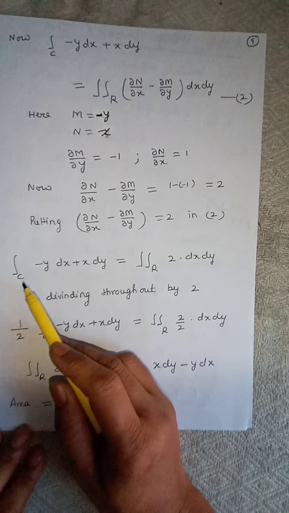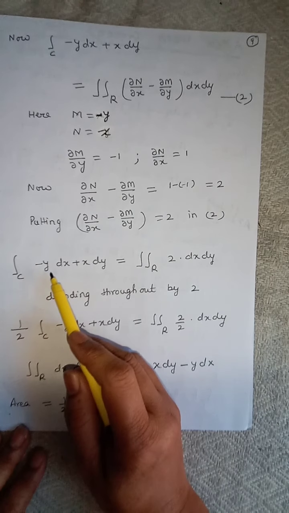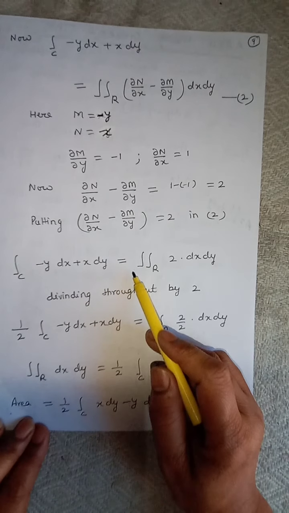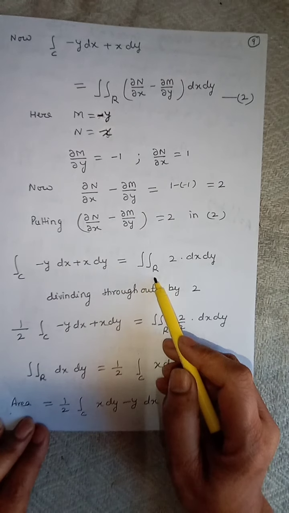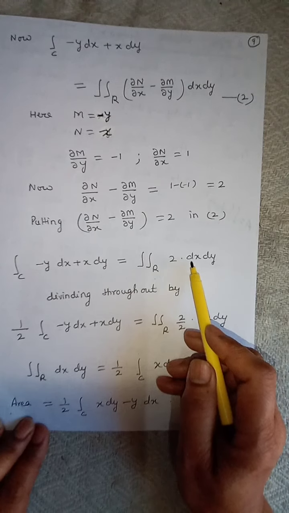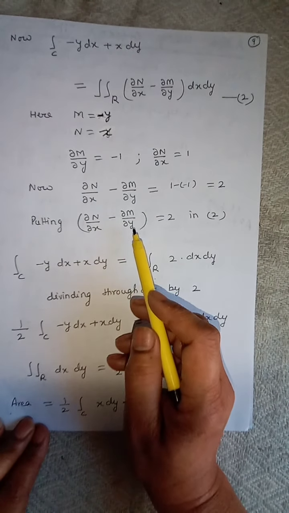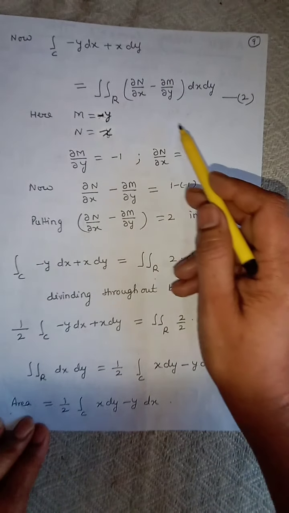So we get integral c of minus y dx plus x dy, which is equal to double integral r 2 dx dy. हमने ये वैल्यू कर ली n बाई कर ली x माइनस कर ली m बाई कर ली y इक्वल टू इक्वेशन 2 में पुट कर दी.